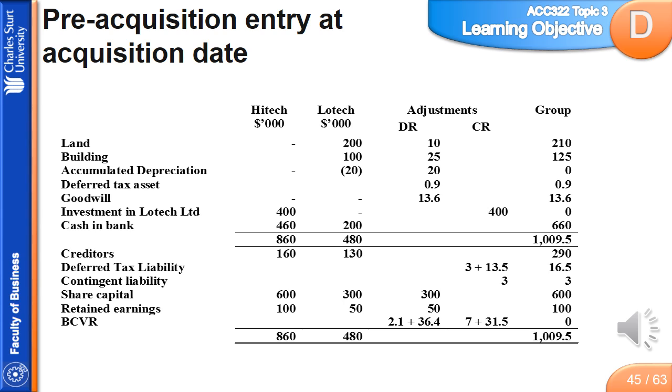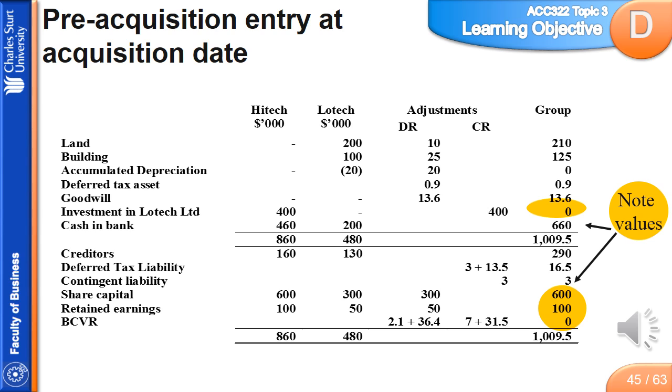Here we have the consolidation worksheet again. However, this one is also including the pre-acquisition entry. So I guess you could say this is a complete consolidation worksheet. Now you can see these added entries there, and you can note the value of the investment in Low-Tech is now 0, and also the BCVR account is now 0, which is what we want to see.